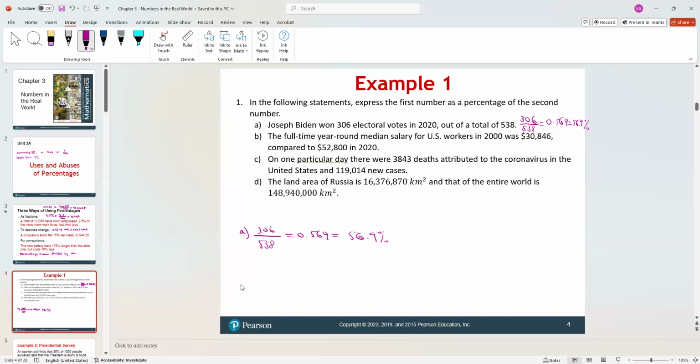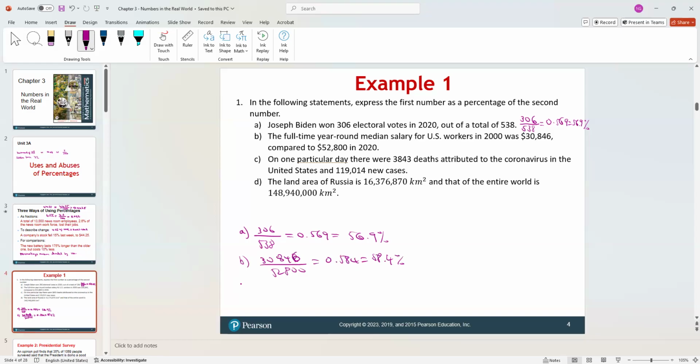Now, what they ask you to do is express the first number as a percentage of the second number. All you need to do is put the first one on top, because they said the first one in function of the second one, 52,800. Then you do the math using your calculator. That would give you 0.584, so 58.4%. So that's how it changed. All right.